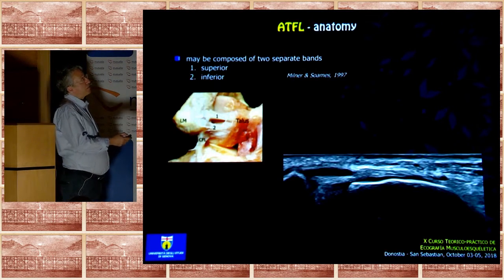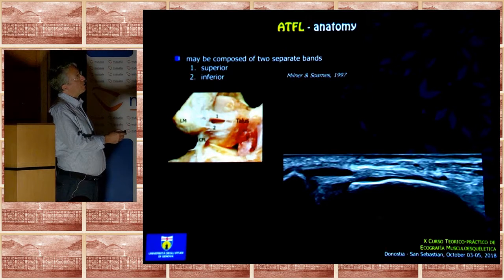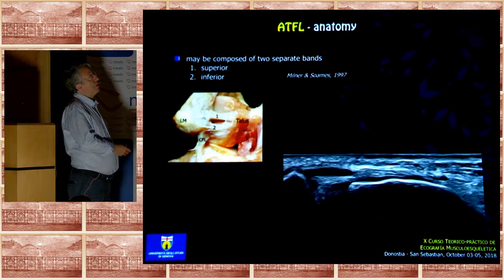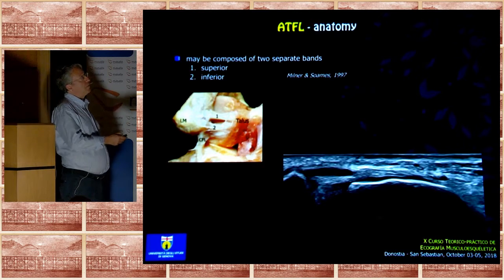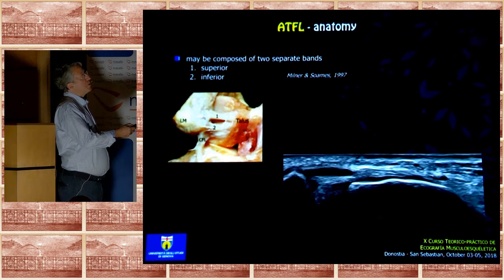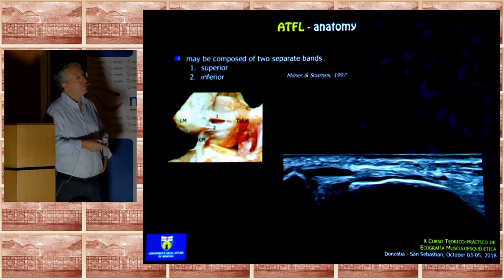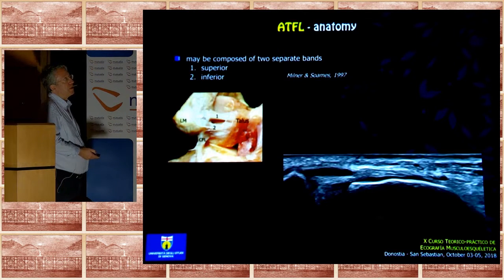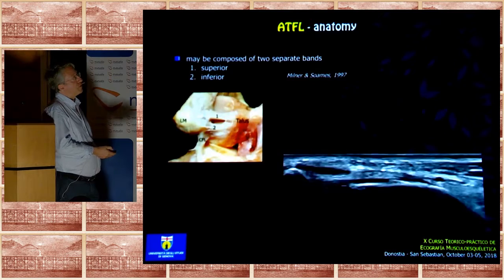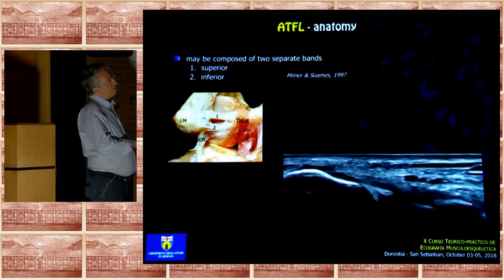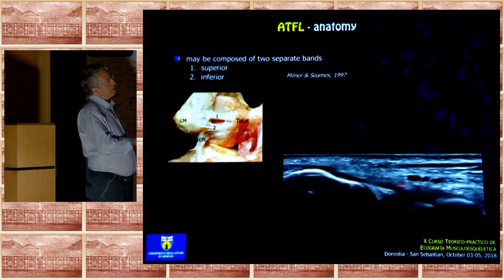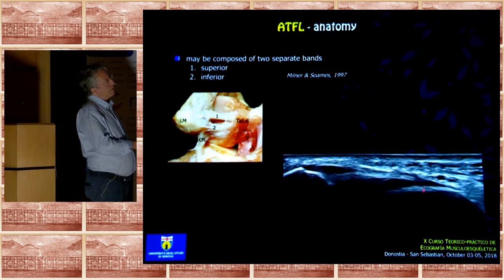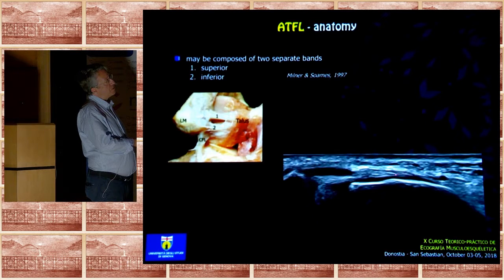The point is that when we place the probe here in the long axis of the upper part of the ligament, we are happy. And we don't spend more time to go more inferiorly to check the second part of the ligament, because the second part of the ligament can be seen very often. Look at this video clip. This is the upper part, and then I go down, and this is the lower part.